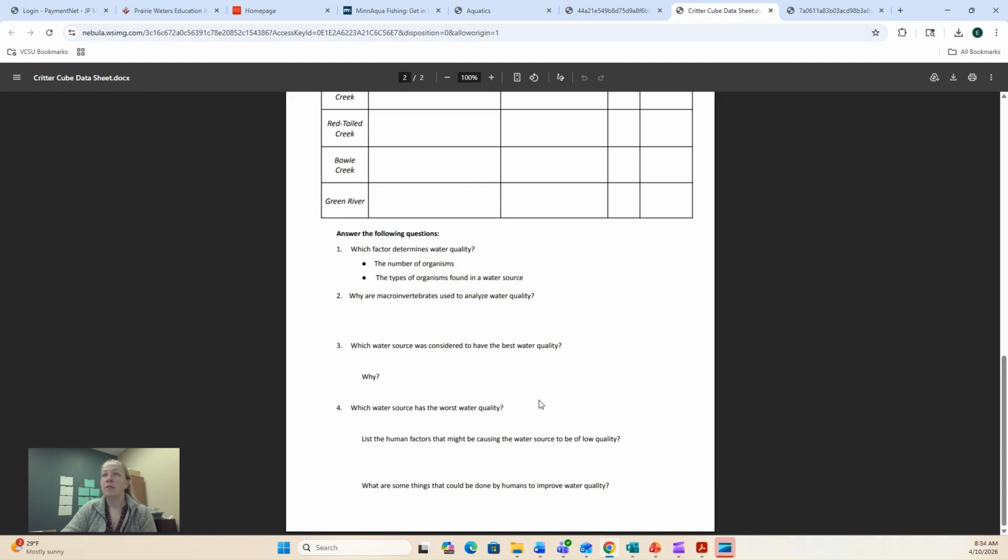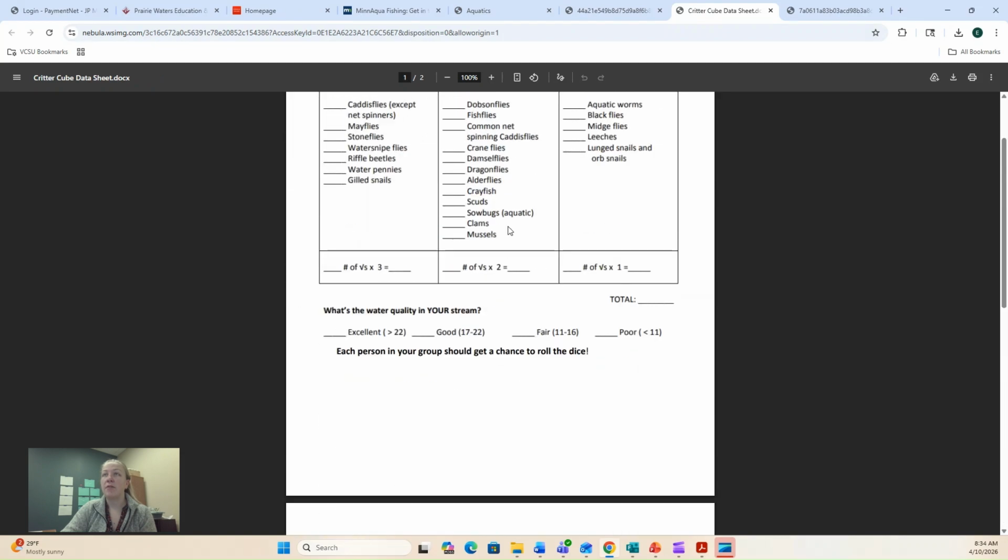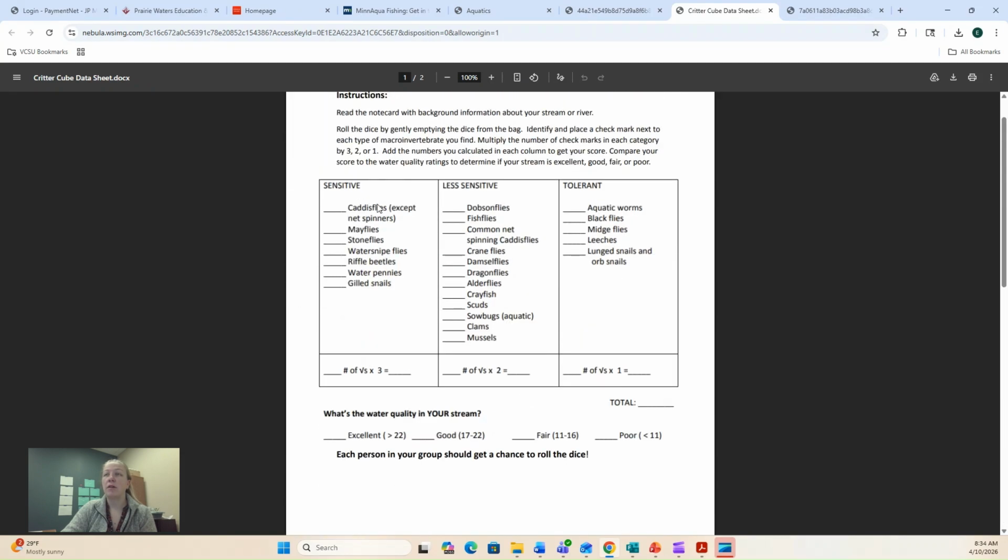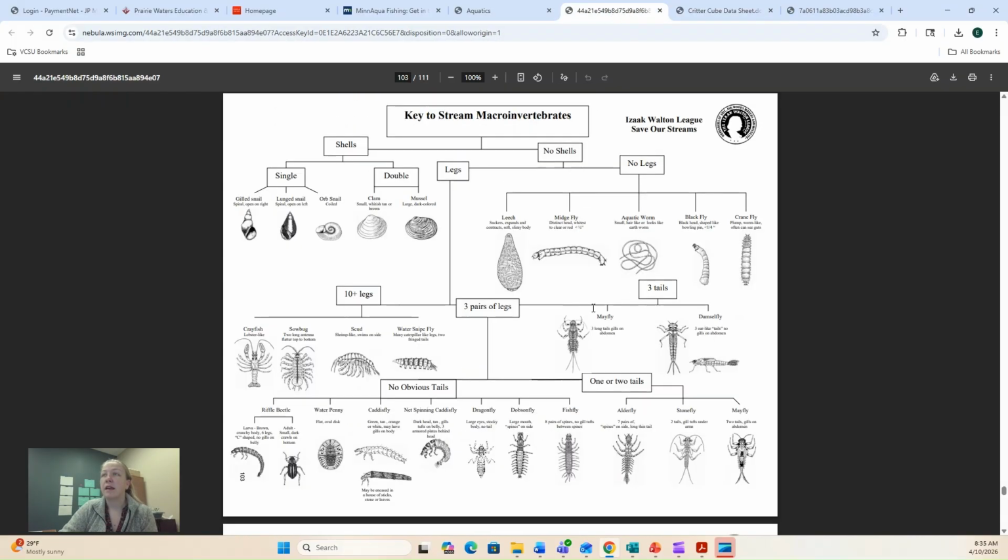And then once those invertebrates have been identified, you can take a look at what their tolerance values might be. So if you weren't able to take a look at our actual bugs under the microscopes this week, this would be a great way to prepare students for our state envirothon and getting comfortable with identifying invertebrates.